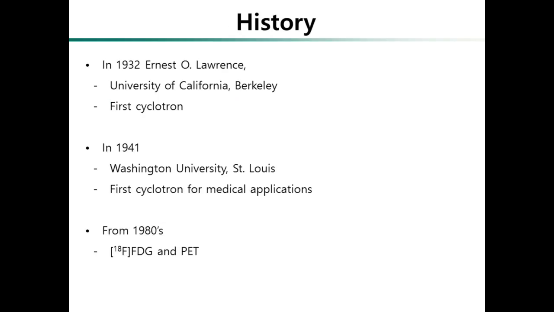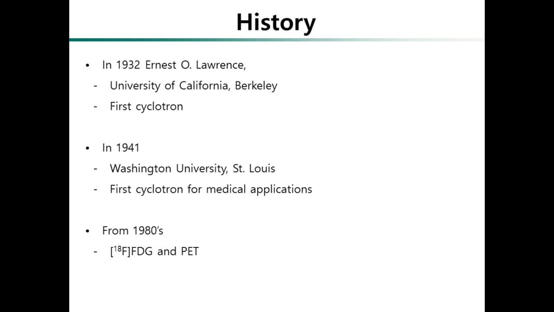The cyclotron was invented somewhat earlier than the reactor. In the year of 1932, at UC Berkeley, they got the first cyclotron proposed by Ernest Lawrence, in which a charged particle is curved in the high field of the magnetic field. After that, in the year of 1941, that's why WashU in St. Louis is famous in cyclotron chemistry.